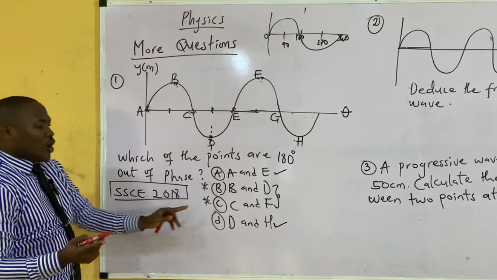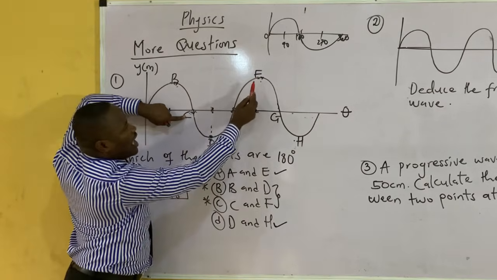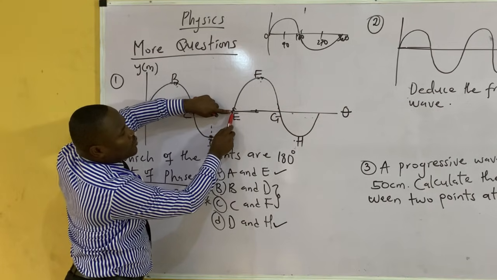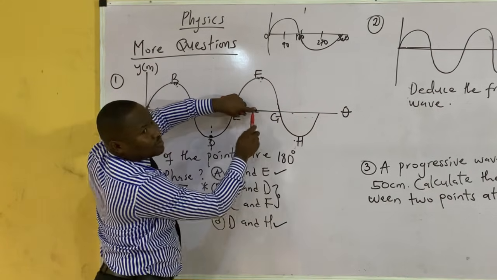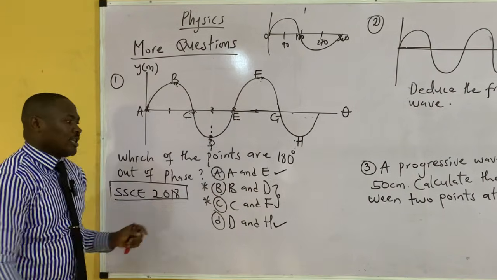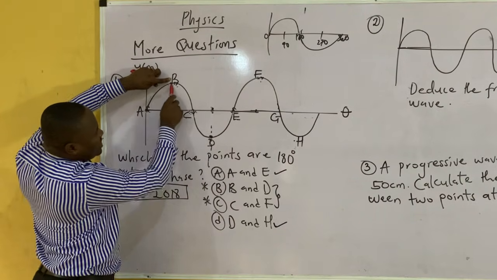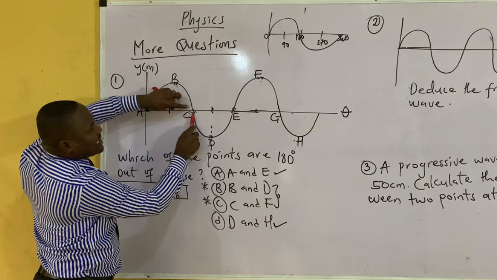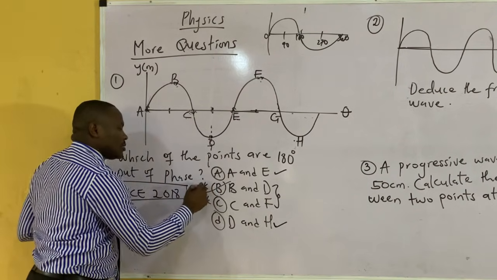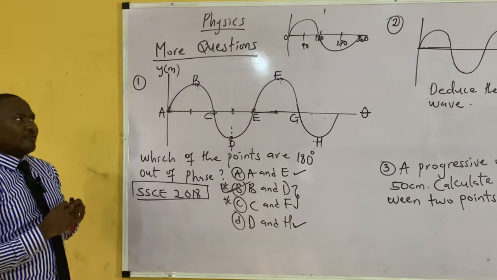So let's watch now. Option C is saying C and F. How many degrees out of phase? 90 plus another 90 is 180, plus another 90, which is now 270. It's not 180 degrees out of phase. But let's see option B. B and D, which is 90, another 90, which is 180. So the right answer for this question is B. B and D are 180 degrees out of phase.